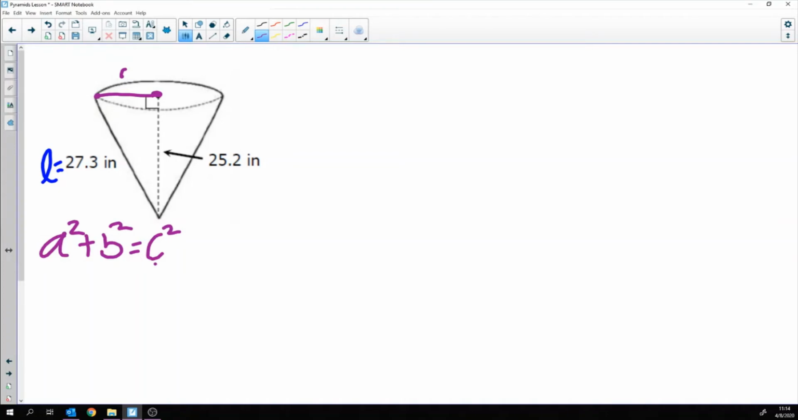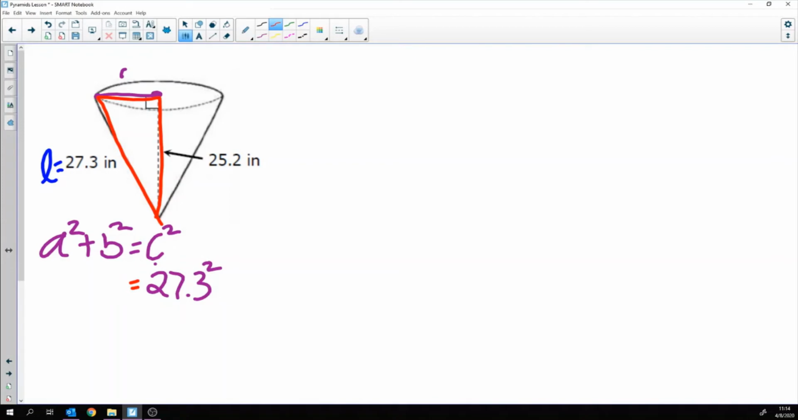Anyway, C always has to be the hypotenuse. In this case, whenever you're dealing with cones, the hypotenuse will always be the slant height. So our slant height will be the hypotenuse of that triangle. Those of you who may not see it yet, here's the right triangle I'm referring to.